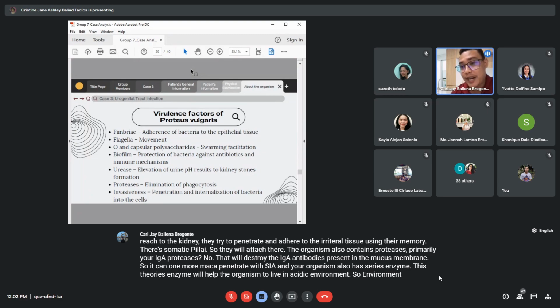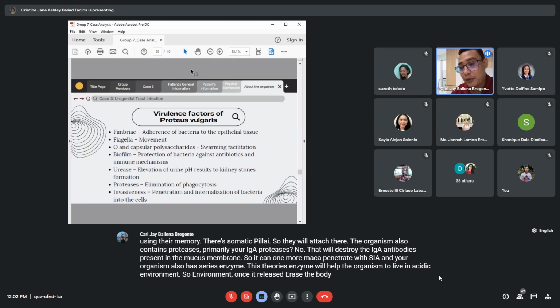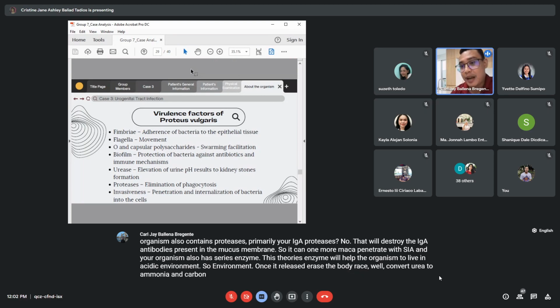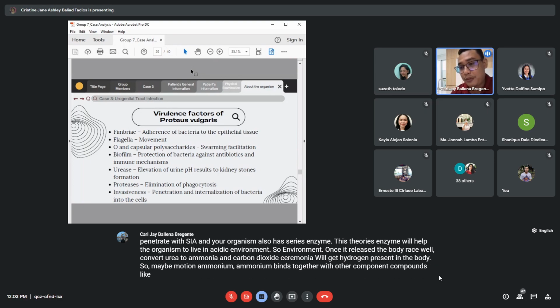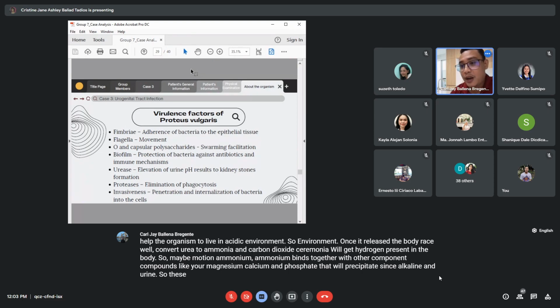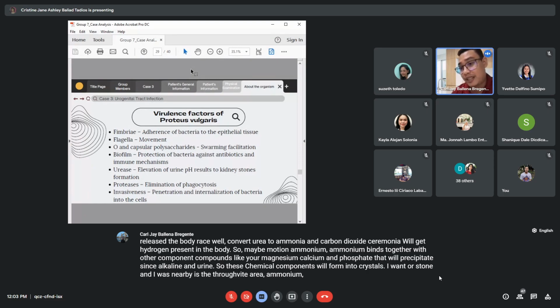So once it releases urease, di ba, the urease will convert urea to ammonia and carbon dioxide. Ammonia will get hydrogen present in the body, so it becomes ammonium. Ammonium binds together with other compounds like your magnesium, calcium, and phosphates that will precipitate since the urine is alkaline. So these chemical components will form into crystals. So the stone, di ba, is the struvite or your ammonium magnesium phosphate crystals.